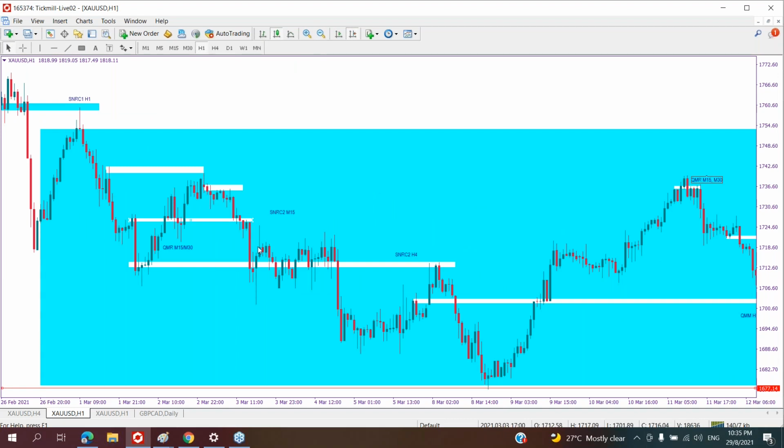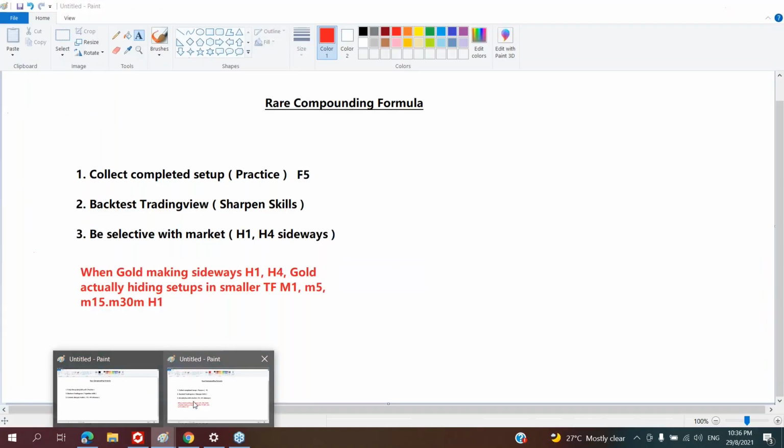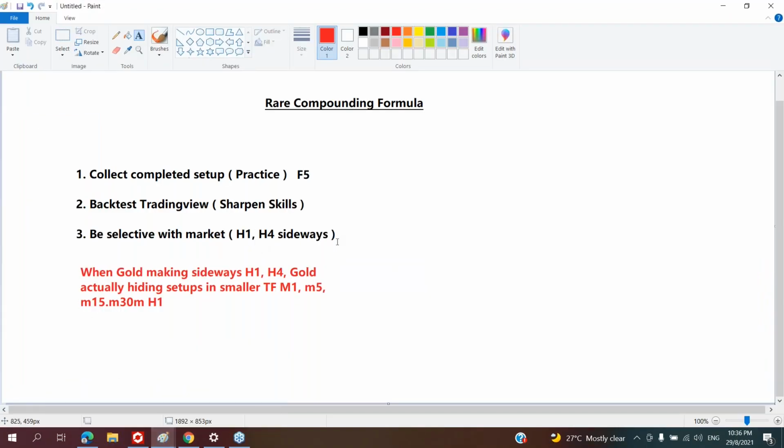Any questions? Do you use an ECN account during compounding? Yes, not only compounding. I use ECN all the time. On what time frame do we do our entry? As I said earlier, I suggest H4 or H1 sideways. So if there's any setups in M15, M30, just go with it.